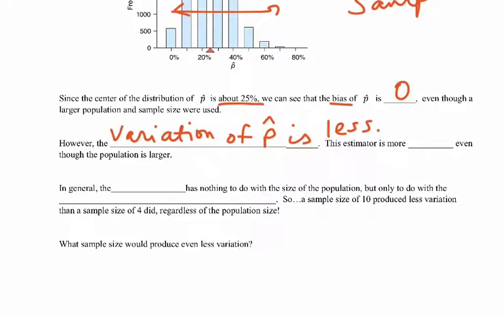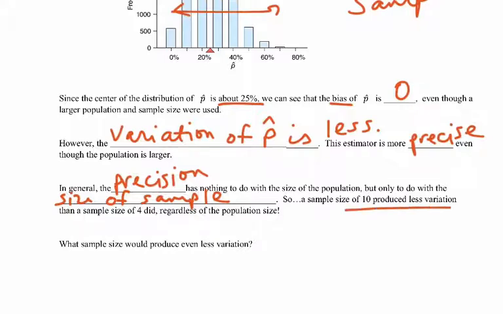So what does that tell us? That the estimator is more precise, even though the population that we used is larger. So in general, the precision, how precise we are, has nothing to do with the size of the population. Instead, it only has to do with the size of the sample. And the sample size is going to get really important throughout this chapter. More and more we're going to talk about sample sizes. So a sample size of 10 produced less variation than the sample size of 4, regardless of what happened with the population.